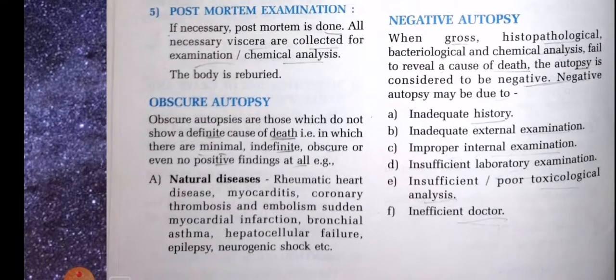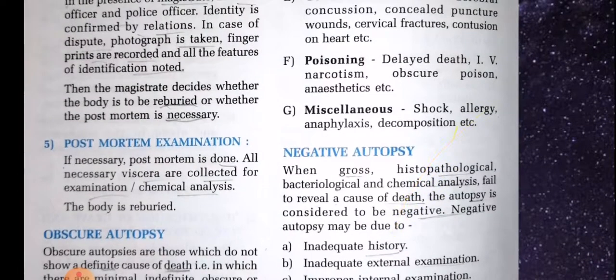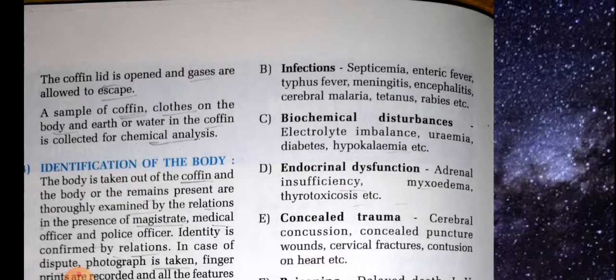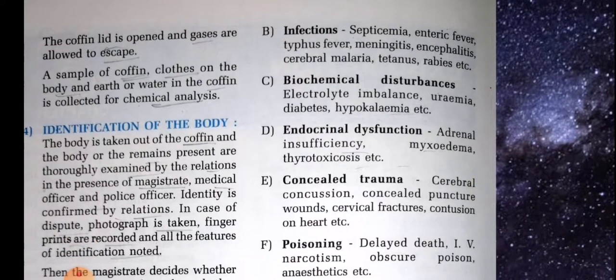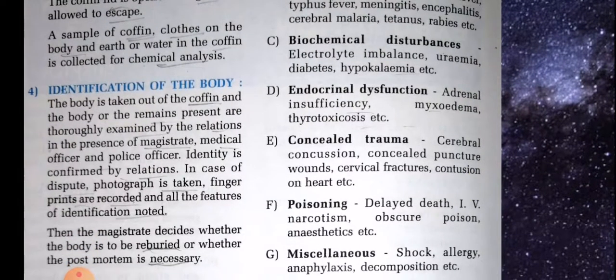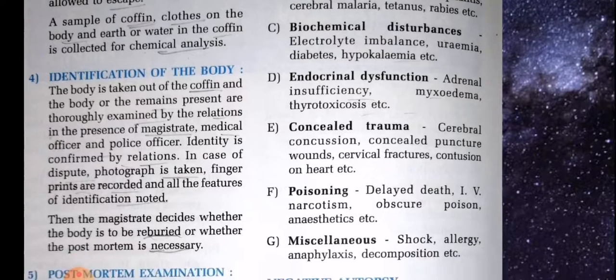Examples: first, natural disease: rheumatic heart disease, myocarditis, coronary thrombosis and embolism, sudden myocardial infarction, bronchial asthma, hepatocellular failure, epilepsy, neurogenic shock, etc. Second, infections: septicemia, enteric fever, typhus fever, meningitis, encephalitis, cerebral malaria, tetanus, rabies, etc. Third, biochemical disturbances: electrolyte imbalance, uremia, diabetes, hypokalemia, etc. Fourth, endocrinal dysfunction: adrenal insufficiency, myxedema, thyrotoxicosis, etc.